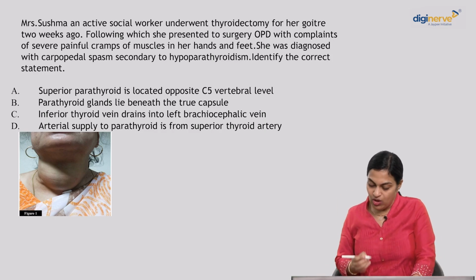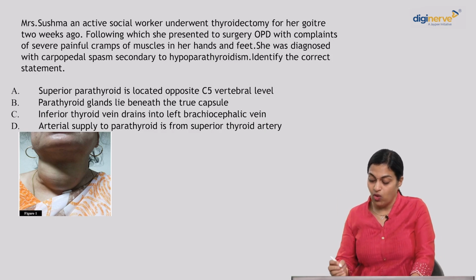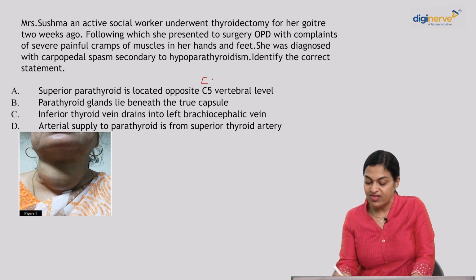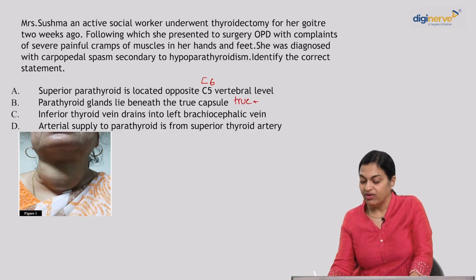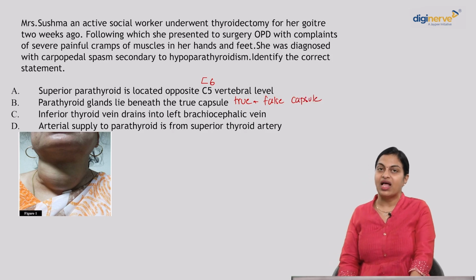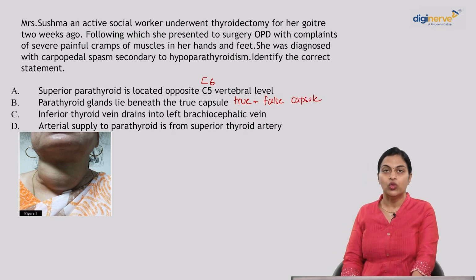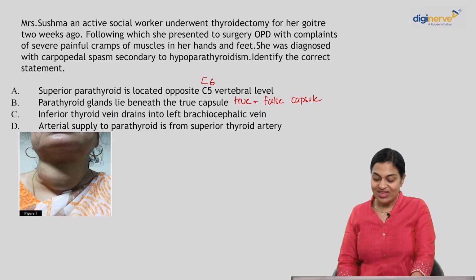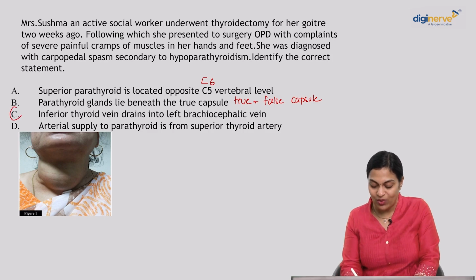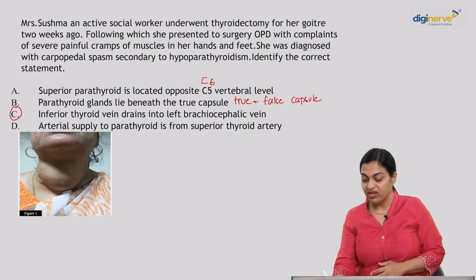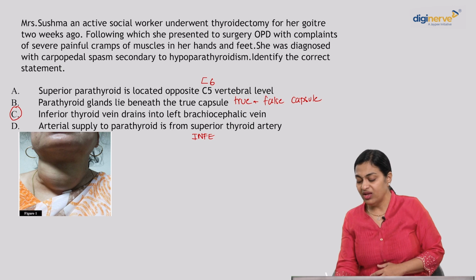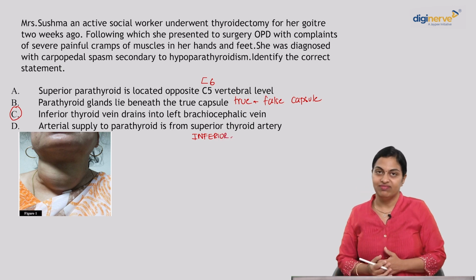Identify the correct statement. Superior parathyroid is located opposite C6 vertebral level. Parathyroid glands lie between the true and false capsule. The trunks of the blood vessels and the parathyroids lie between the true and the false capsule. Inferior thyroid veins drain into the left brachiocephalic vein. That is the correct answer. The arterial supply to the parathyroids is chiefly from the inferior thyroid artery.